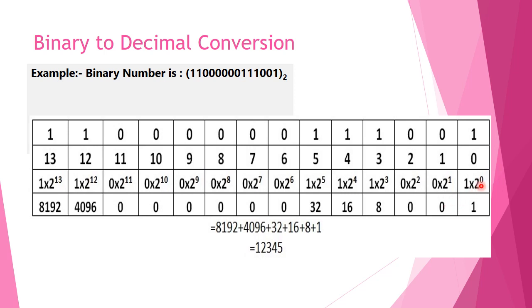And the last one, I already told you in my previous class also, how much is 2 to the power of 0? Anything to the power of 0 is 1. So that's why 1 into 1 is 1. And now what is your last step? You need to add all of these, and after adding you will get the final answer. So now this binary number is converted into this. This is in decimal form.